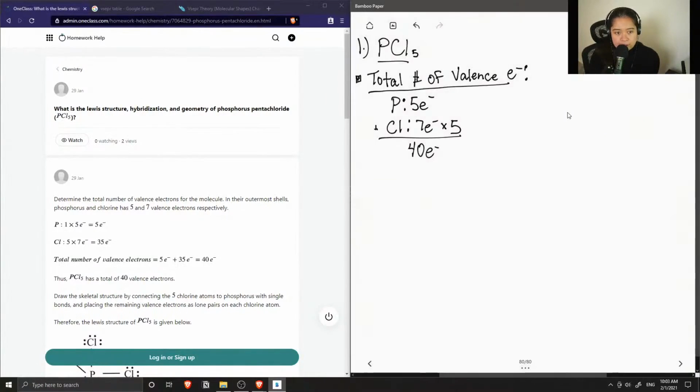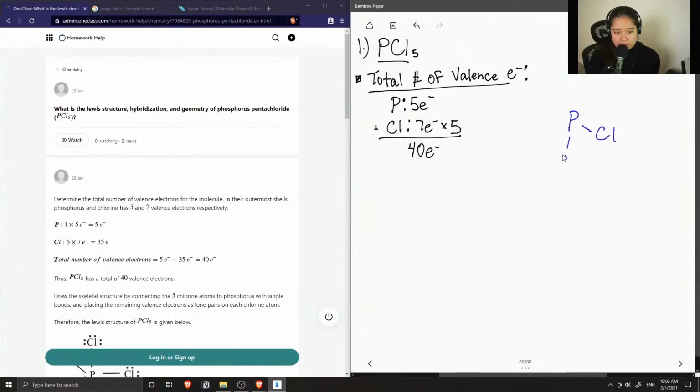So now let's try to draw a skeletal structure for this molecule. In this case, our phosphorus is most likely to be our central atom because it is less electronegative than the chlorine atom, and also it's able to form multiple bonds. So since chlorine only needs the one electron to fill its valence shell, it's unlikely for it to be the one to form multiple bonds.